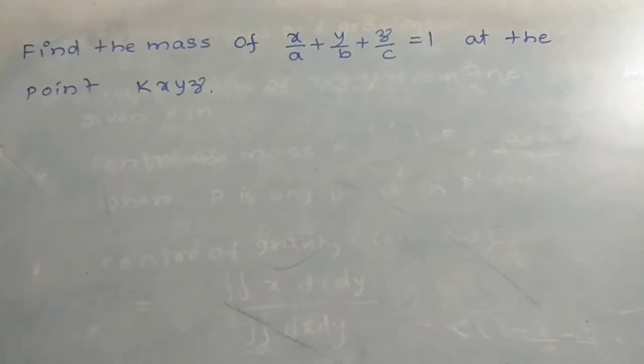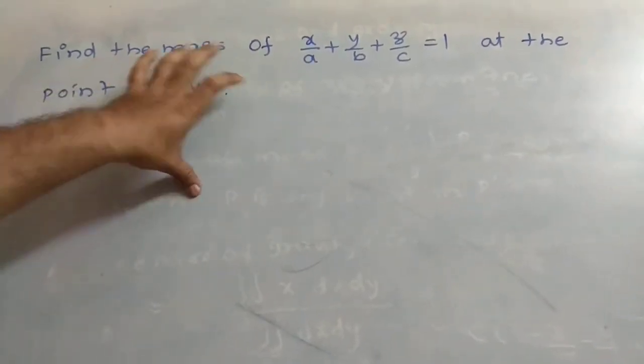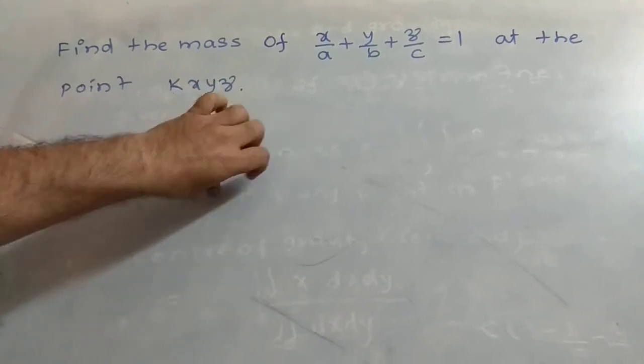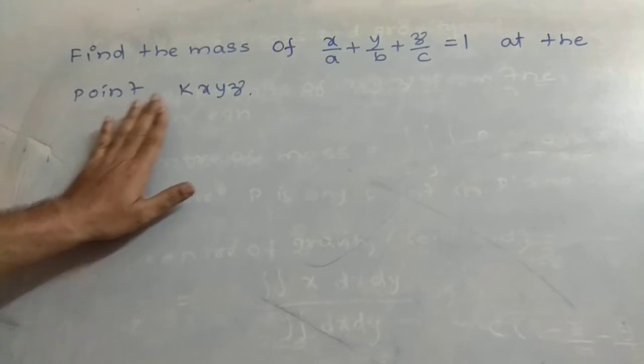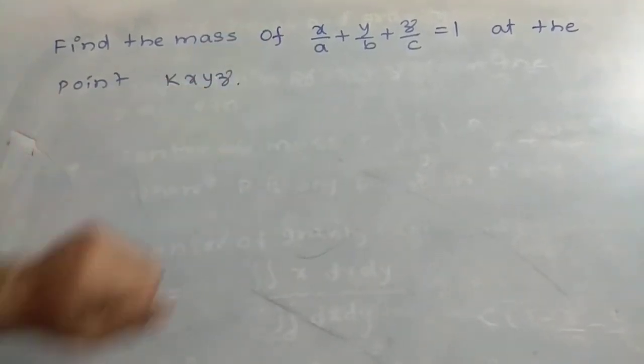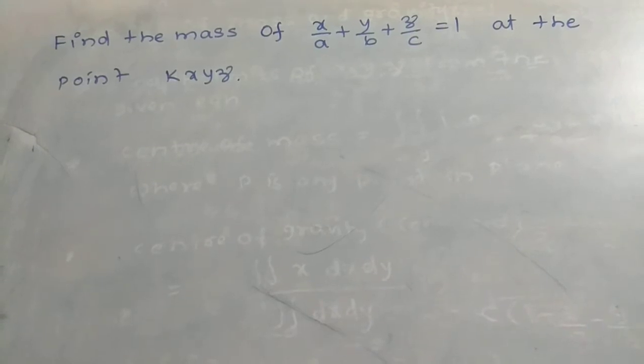Now let us have a problem. Find the mass of x by a plus y by b plus z by c equal to 1. One equation is given, and the point is k x y z. So the point is given and the equation is given. With that you calculate the mass.